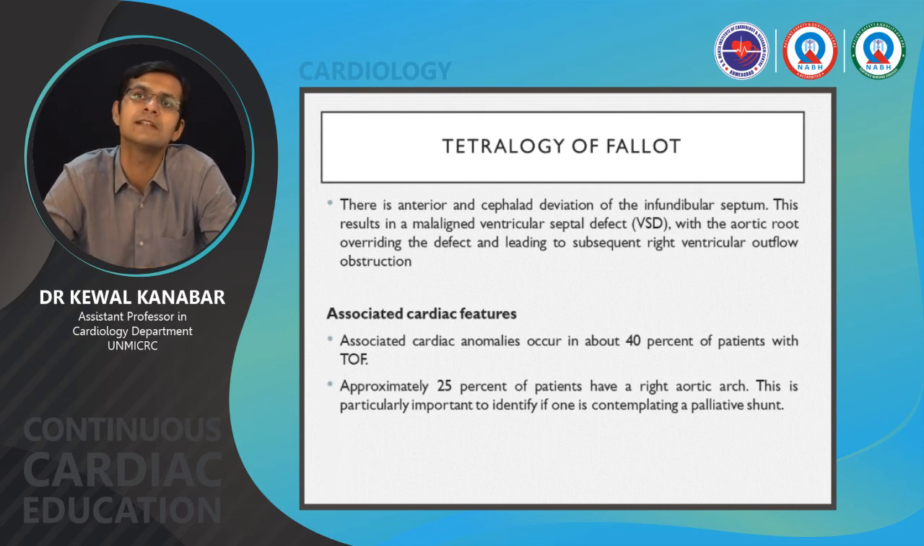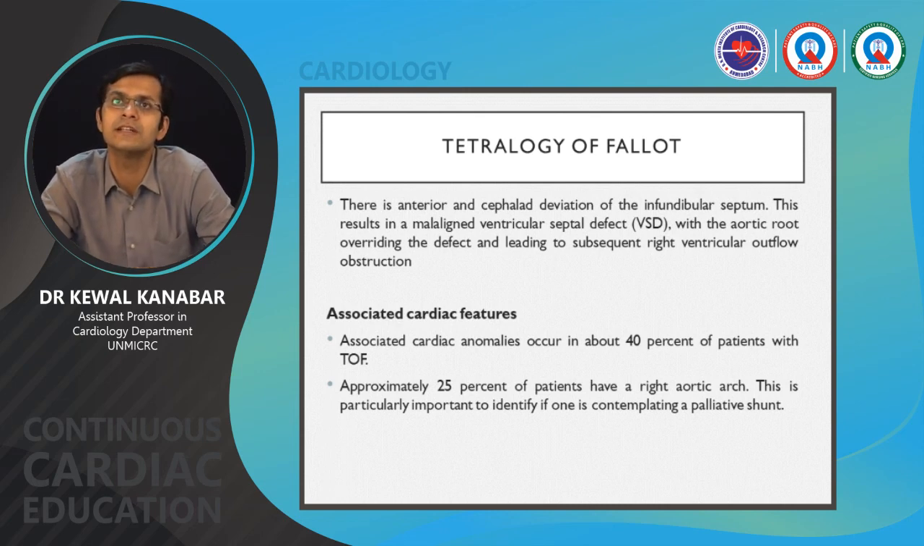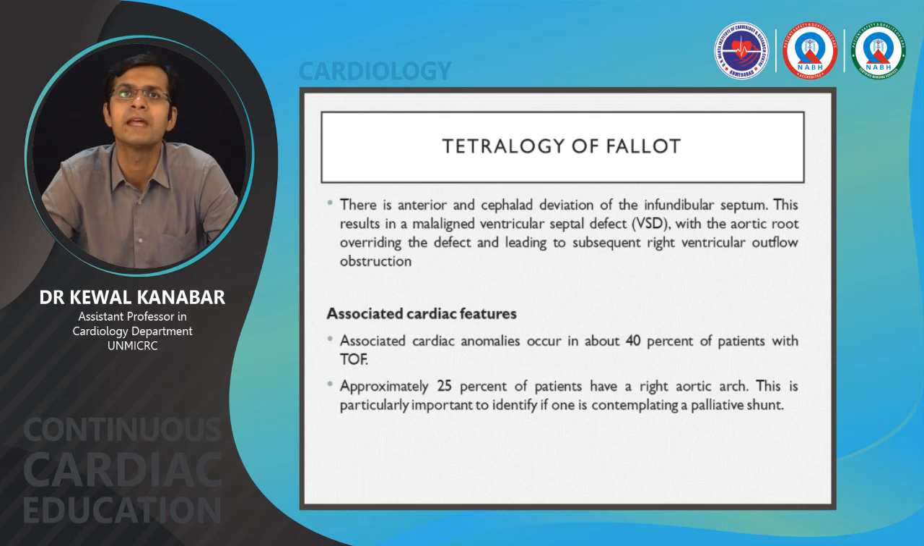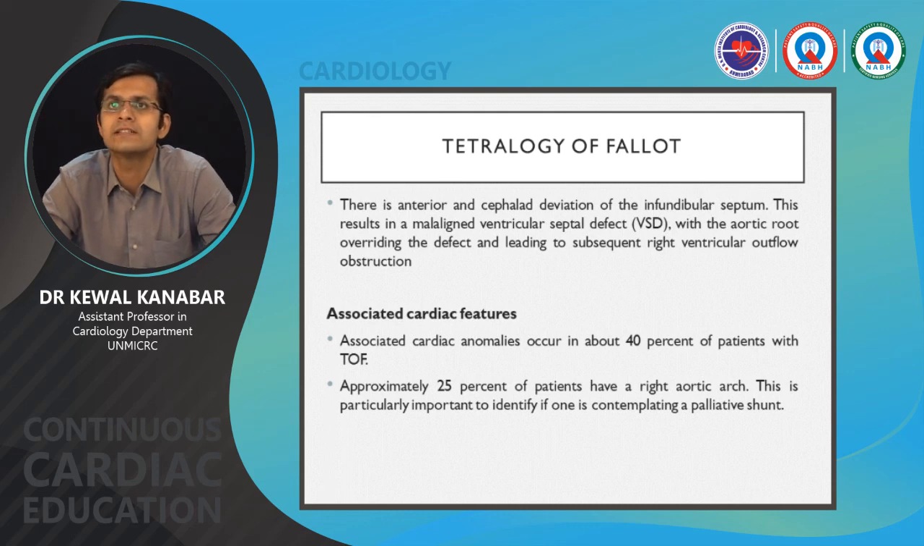All of these will result in severe pulmonary stenosis and also result in right ventricular hypertrophy. And because of the anterior displacement of the septum, we are also going to have an aortic override. So that is, aorta will usually have a biventricular origin, from the left ventricle as well as a part of it from the right ventricle.